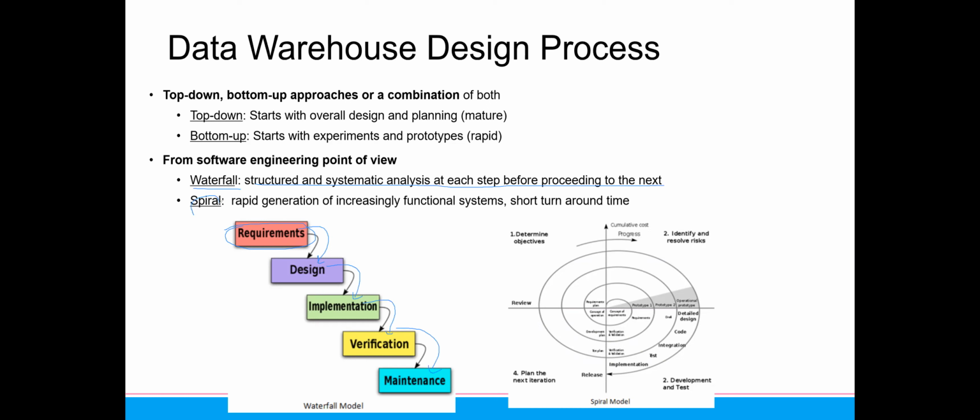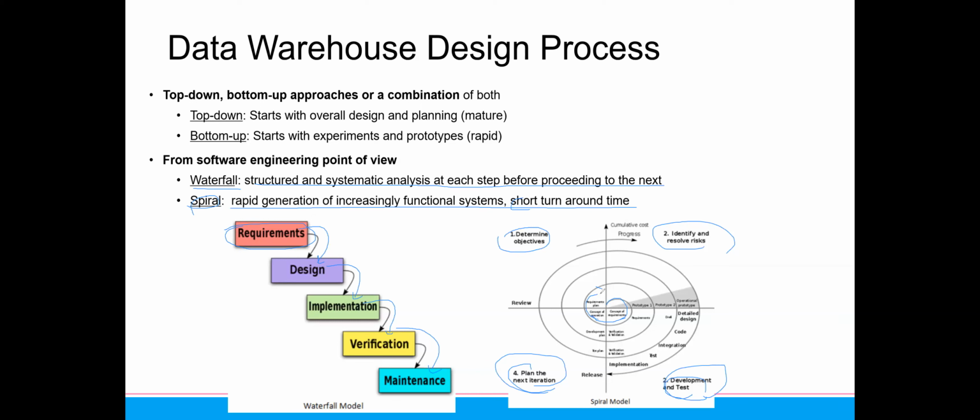Or we can do the spiral. The spiral means rapid generation of increasingly functional systems. So it is a short round time. For example, we have the first step, second step, third step, and fourth step. First, determine the objective. After we have the concept requirement, we develop a simple one and then plan the next iteration.